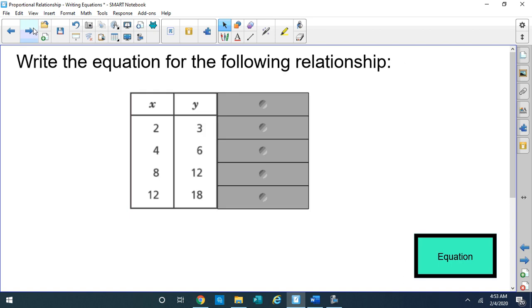So here's an equation for you to write of this relationship. So see what you can do. You might pause the video for a minute and see if you got it.